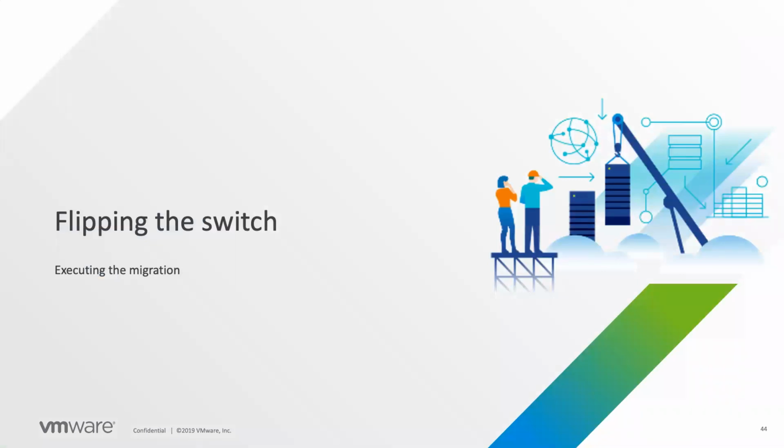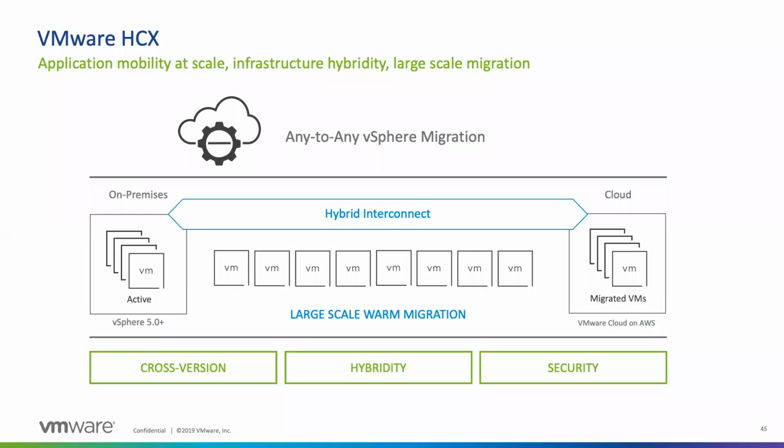So at the end here, when you execute the migration, you're going to use HCX, and we've talked about what it can do. But I think, at a high level, this tool is available both in VMware Cloud on AWS. It's also available on premises if you want to migrate workloads between on-premises environments. But it allows you to take a workload running on vSphere 5.0 and greater, and to move that workload to any other platform. And so in this case, we'll move that to VMware Cloud on AWS.